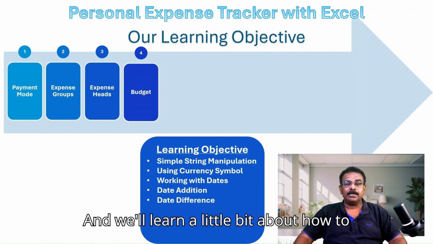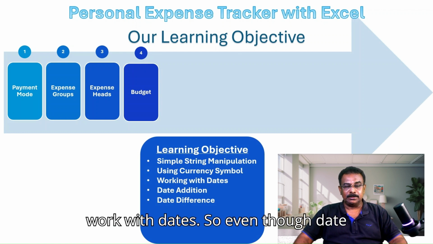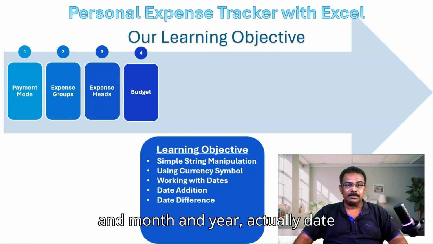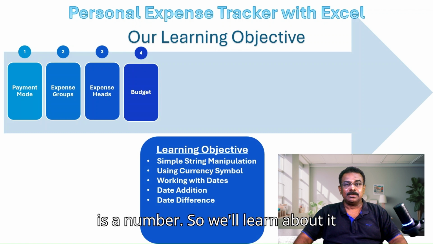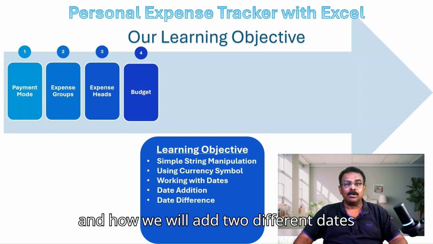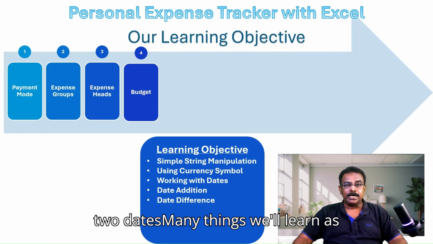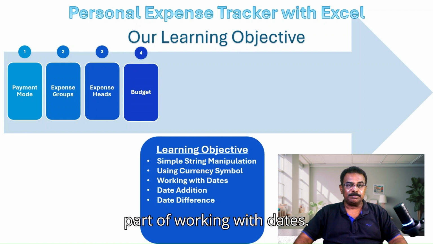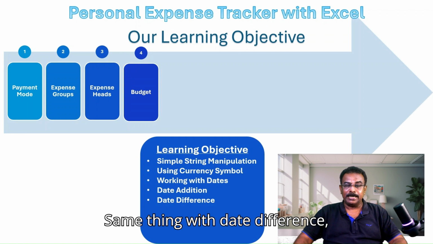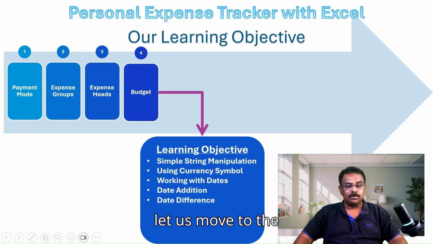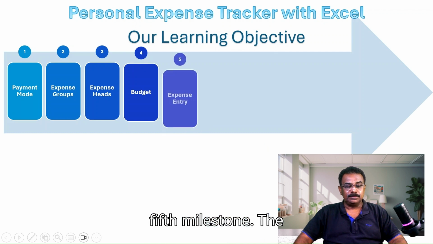And we'll learn a little bit about how to work with dates. Even though a date comes as DD, MM, YY, or day, month and year, actually a date is a number. So we'll learn about it, how we can add two different dates, and how to find the difference between two dates. Many things we'll learn as part of working with dates. Same thing with date difference, we can look at all those things. So let us move to the fifth milestone.